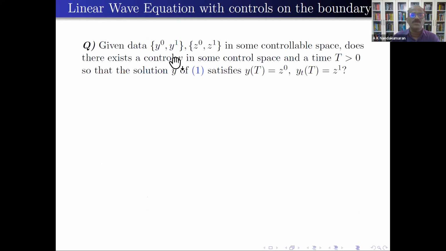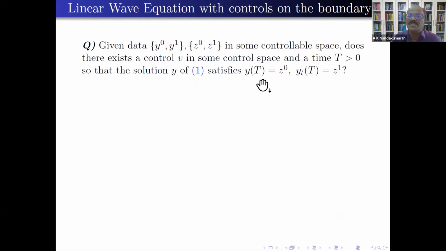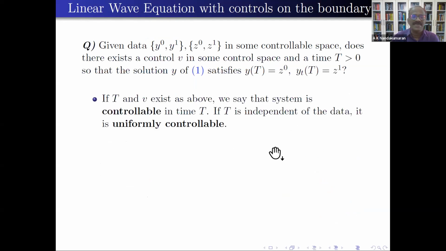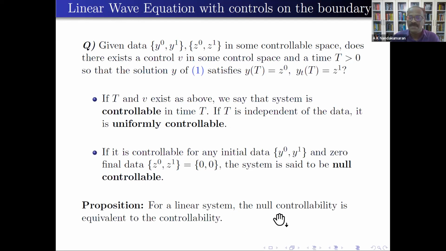So the controllability problem is, given data, starting from initial data Y0, Y1, can you choose a control V so that the solution reaches the state Z0, Z1 at time T? That's a well-known thing. If that holds, we say that it is controllable. But in a linear system, it is enough to study controllability when the final state is 0, 0. That's not true when you deal with a non-linear system. If the state Y0, Y1 goes to 0, 0, that's called null controllable. And for this linear system, null controllability is equivalent to controllability.